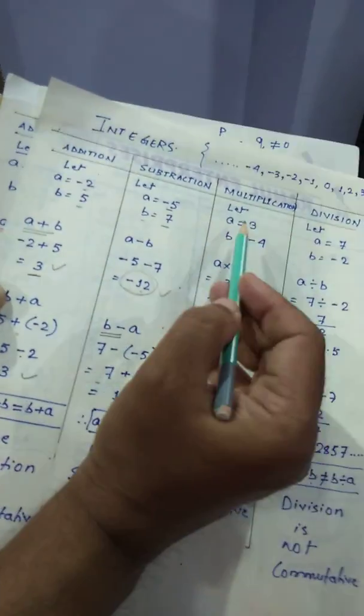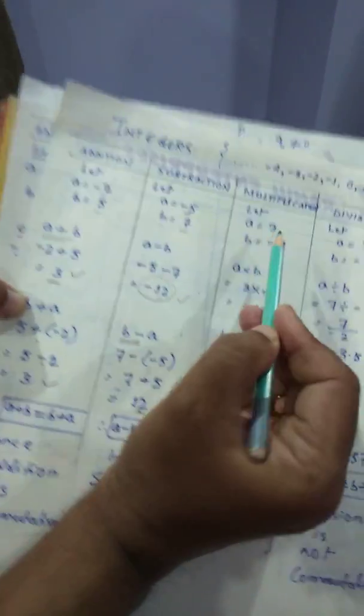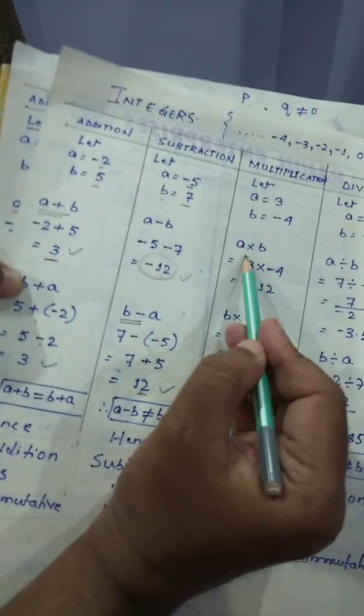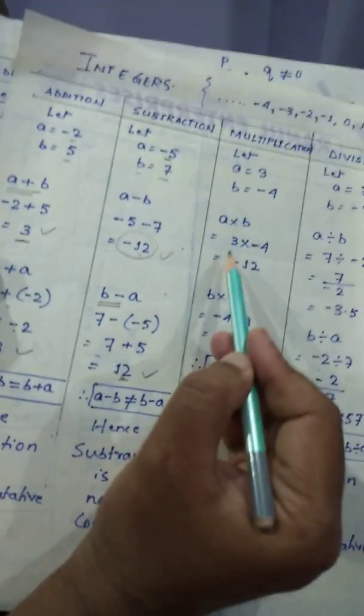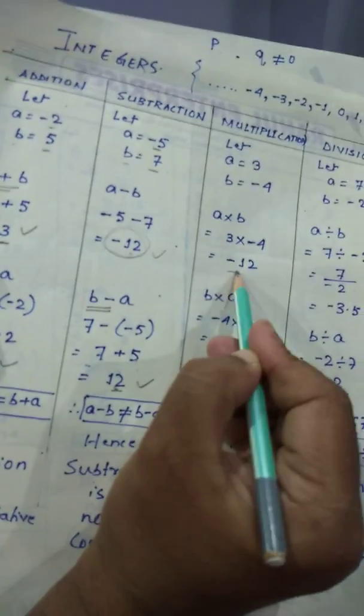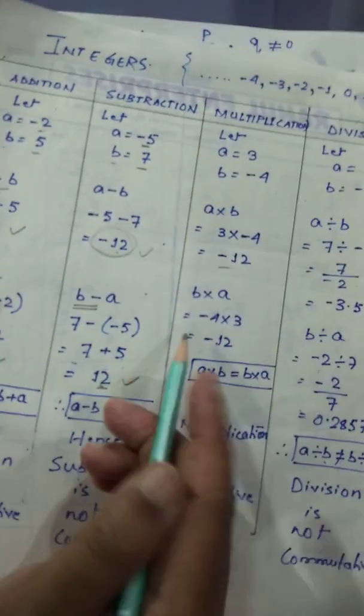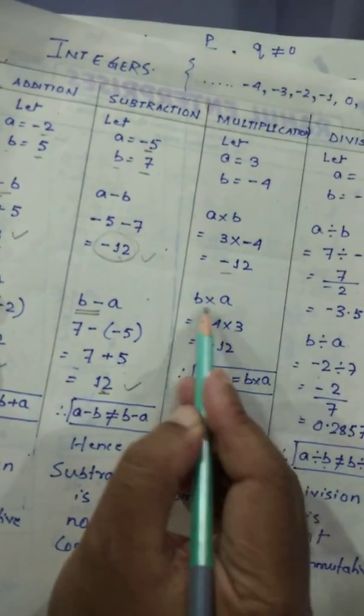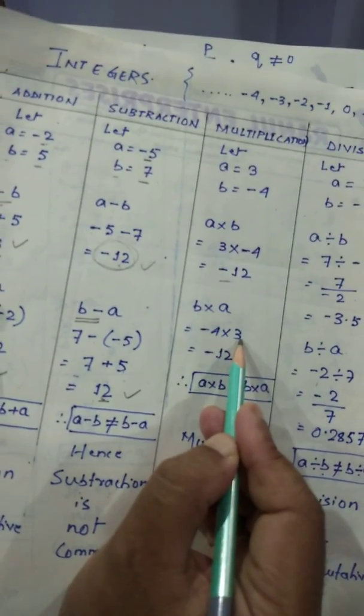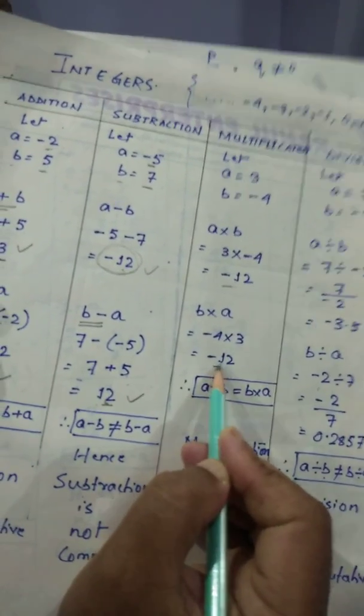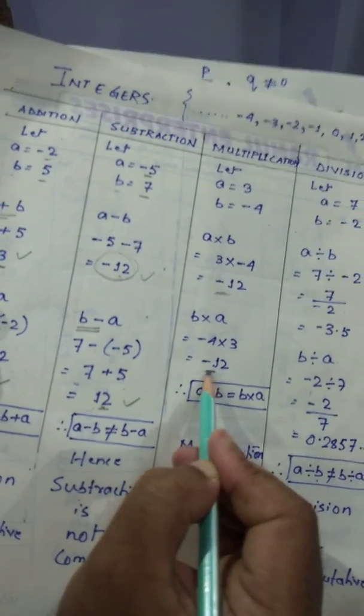For multiplication, I have taken a equal to 3 and b equal to minus 4. So the first operation is a into b. A into b means 3 into minus 4. What is the answer? Minus 12. Let's change the operation, that is b into a. B into a means what? Minus 4 into 3. Answer is what? Minus 12. So in both the cases we are getting the same answer.